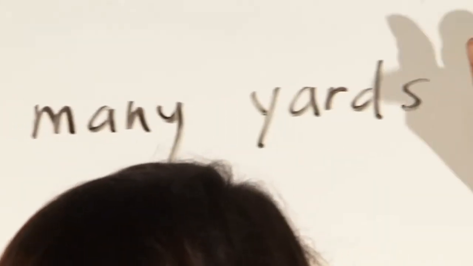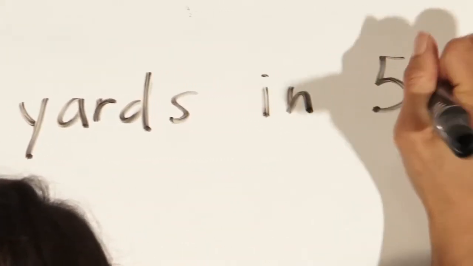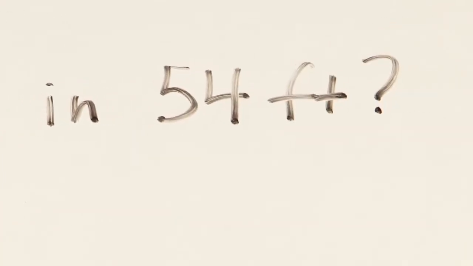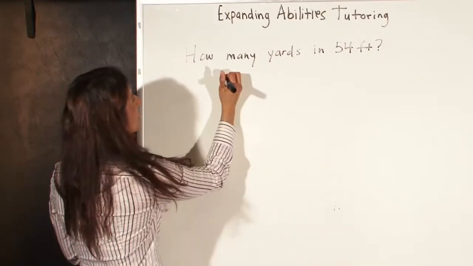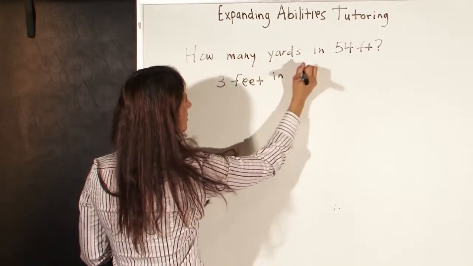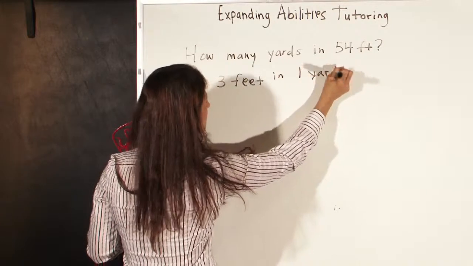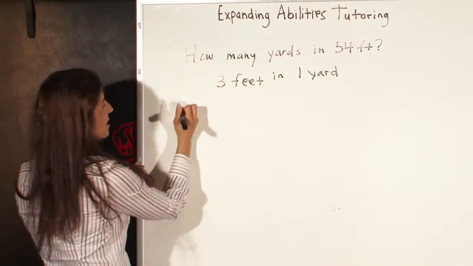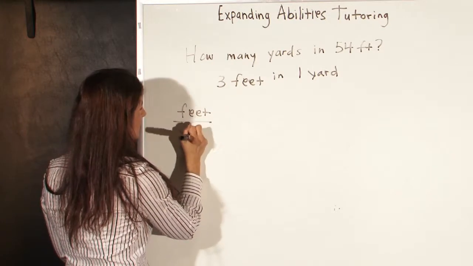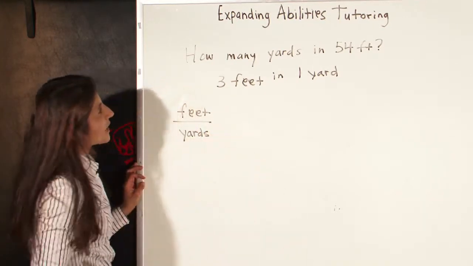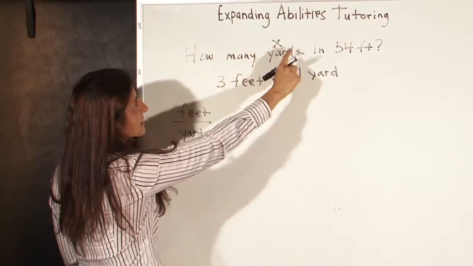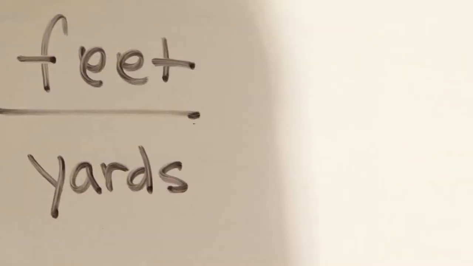Another example of using proportions with conversion factors would be in the following question: how many yards are in 54 feet? Well, I know that there are 3 feet in 1 yard. So again, I'm going to do a comparison of feet to yards. And the question asks how many yards, so I know one of my values for yards is going to be x. X yards for 54 feet.